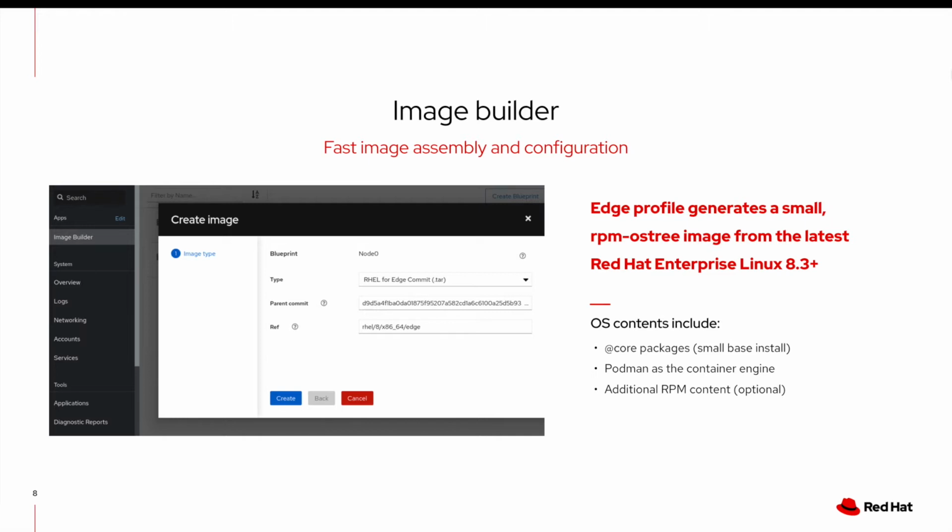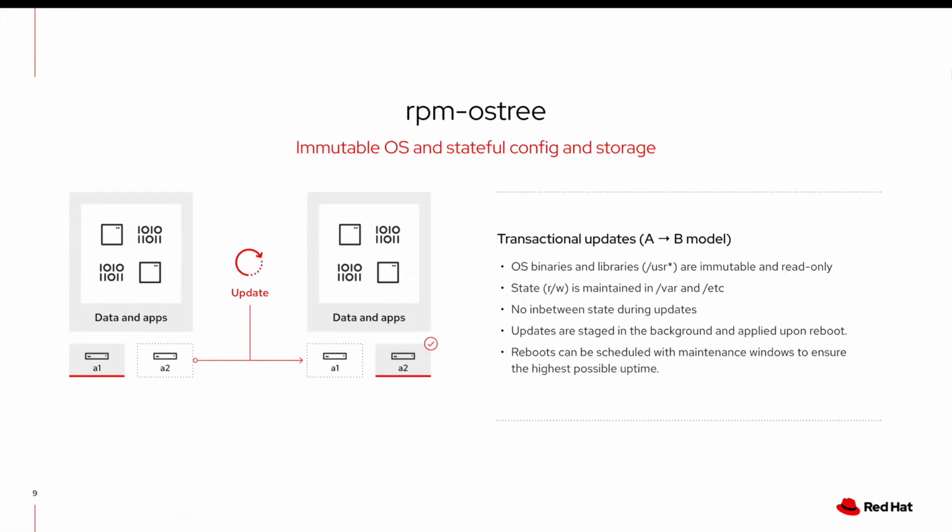Along with this change, we added support to Image Builder for generating what we call RHEL for Edge commits using RPM OS tree. The standard RHEL for Edge image contains the core package group and podman, which results in a small base install with the ability to run containers. Additional packages can be added based on user requirements. If you're not familiar with RPM OS tree, we'll be talking about it next.